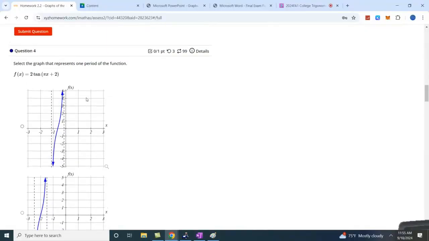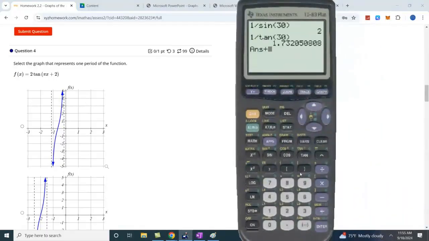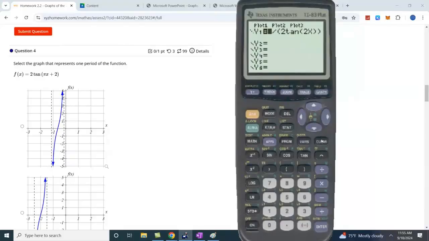So let's take a look at, well, this is at least my number 4. So now this is a tangent, and I do have a tangent function on my calculator. So I don't have to use any reciprocal functions. So I'm going to put this in as 2 times the tangent of pi. So here again, I'm using the true value for pi times x plus 2, and I'm going to close off the argument for tangent.